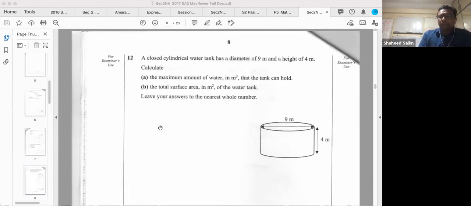This one. Remember, you want to find, hold on. You want total surface area, maximum amount of water they can hold. Volume. Remember this is a cylinder, base area times height. The base area is a circle, pi r squared times height.